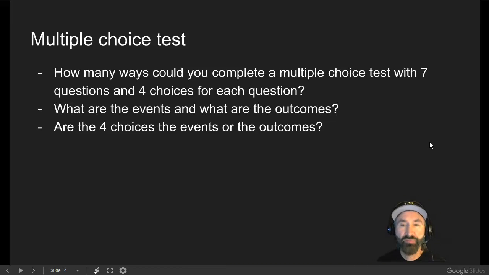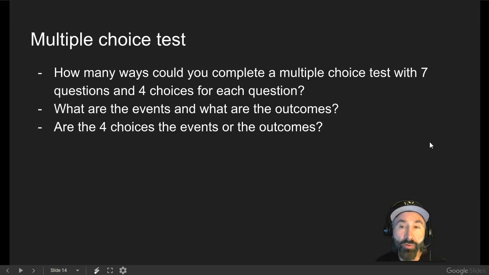Well, I'm trying to figure out what the events are and what the outcomes are, so I think this is a reasonable question. Are the 4 choices for each question an event or an outcome? Are the 7 questions the events or the outcomes? If I can begin to ask the right questions, then I might be able to find the answers and then get myself to the final answer.